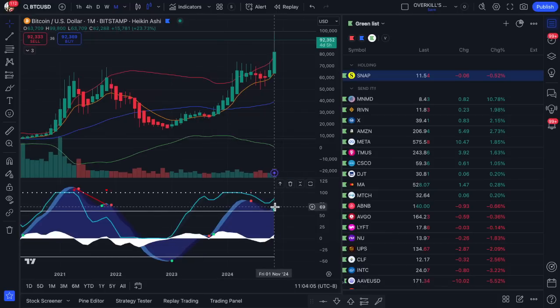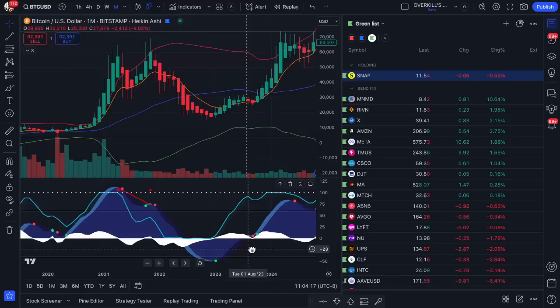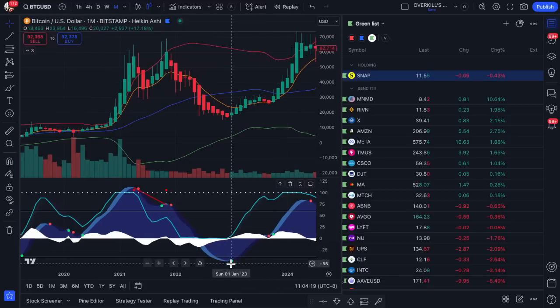This one here on Bitcoin came at the beginning of November. That was November 1st. The price was around 64,000. We obviously went all the way up to about 99 there. That dot was called out over inside the Discord. The biggest one you could have entered on right here was back in January.